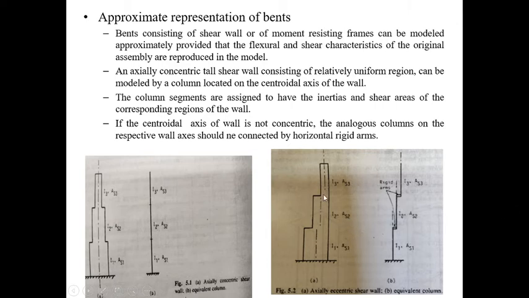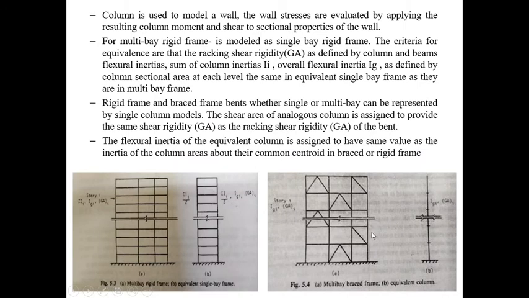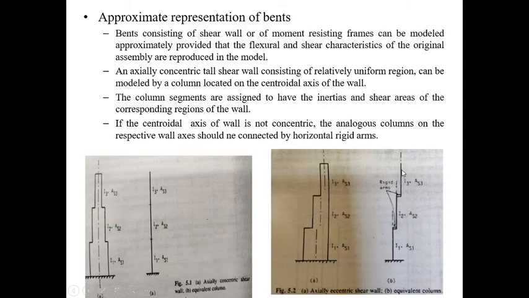Now suppose the centroidal axis of the wall is not concentric. Here you can see in the second picture, the centroidal axis for this part, for this part this is the axis, and this is the third axis. In this case, the columns are represented the same way. For the first part, this is the column along the centroidal axis. Second part, this is the column. Then for the third part, this is the column.